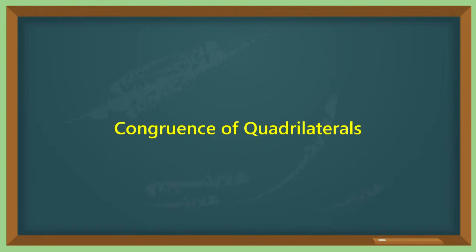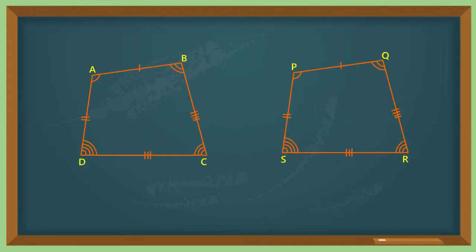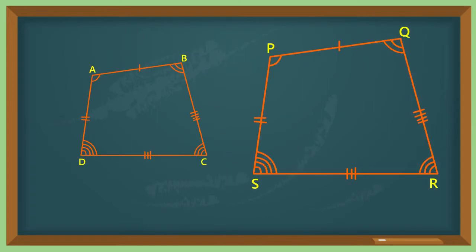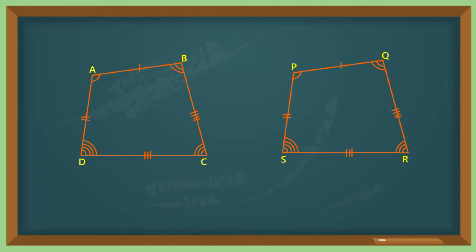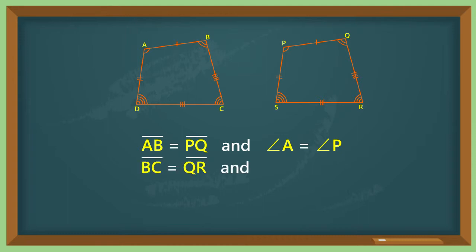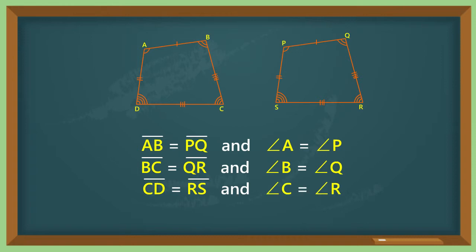Congruence of quadrilaterals. Quadrilaterals are closed figures made up of 4 line segments. We will consider 2 quadrilaterals ABCD and PQRS to understand the congruency. If we compare both figures, we can find that AB is equal to PQ and angle A is equal to angle P. BC is equal to QR and angle B is equal to angle Q. CD is equal to RS and angle C is equal to angle R. AD is equal to PS and angle D is equal to angle S.